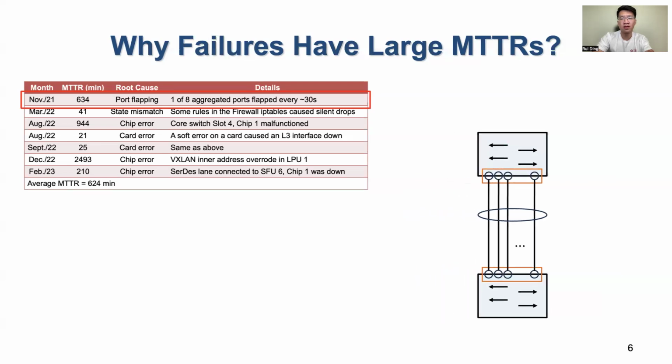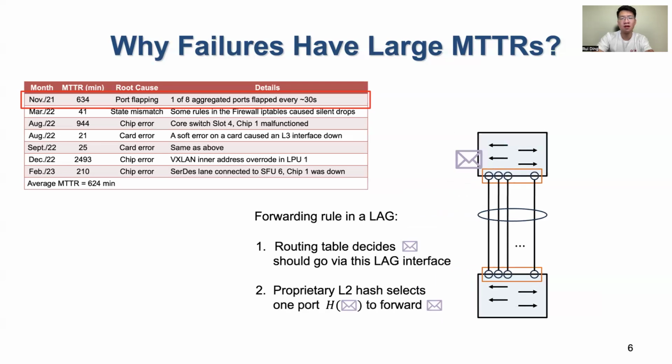The forwarding rule in the LAG is briefly 2 steps. First, the IP routing table decides a packet should go through this LAG interface. Then, a proprietary layer 2 hash selects one port in the LAG to forward the packet.